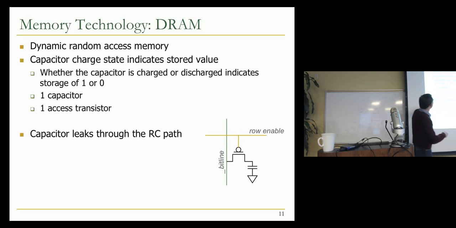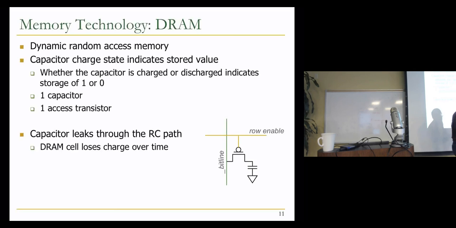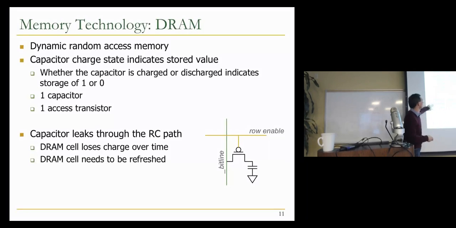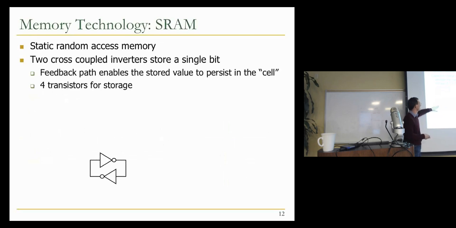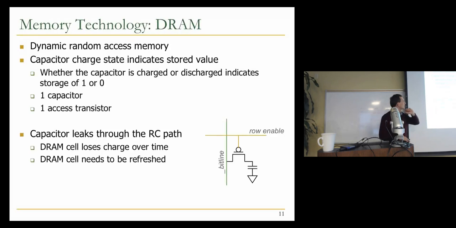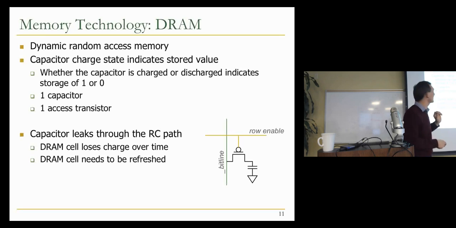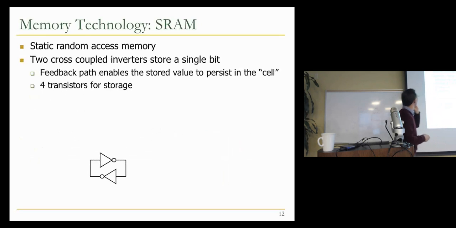So one characteristic of DRAM is the capacitor leaks through this RC path that is not perfect, right? Even when the transistor is not open over here, even when the switch is not connected, if you will, the capacitor leaks, which means that the DRAM cell loses charge over time and it needs to be refreshed. We've talked about this at the first lecture, and we've talked about how to actually try to fix this problem. We're going to come back to that later on.